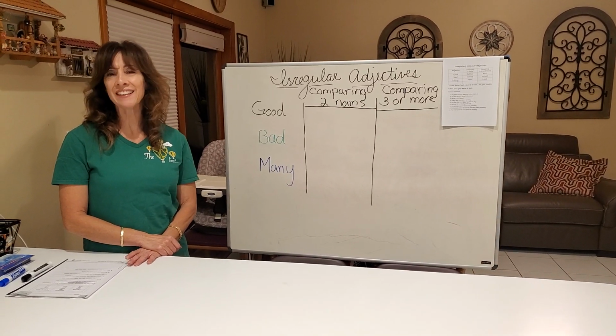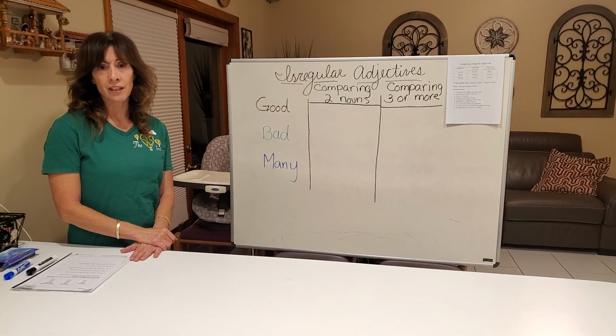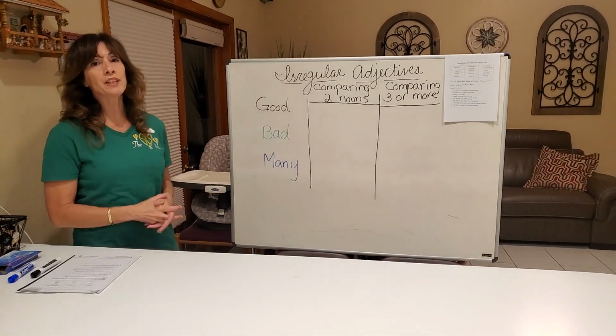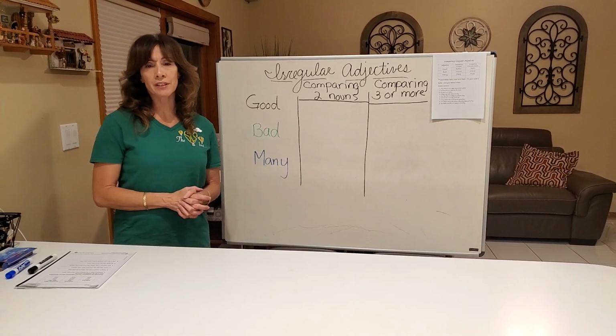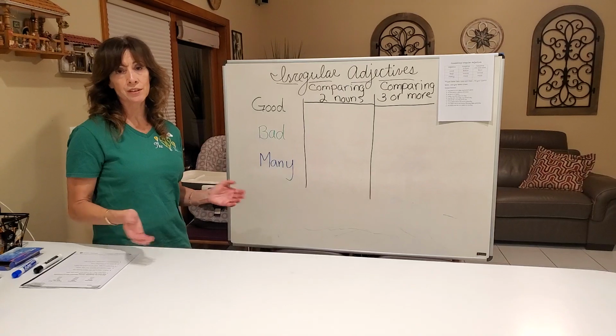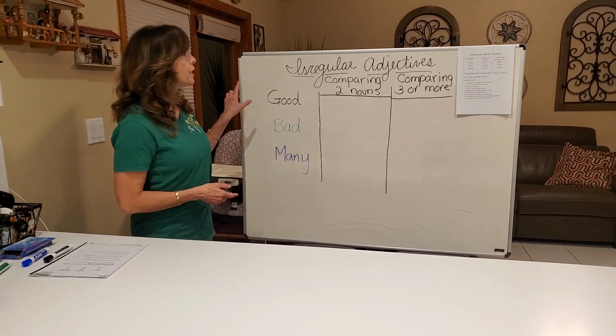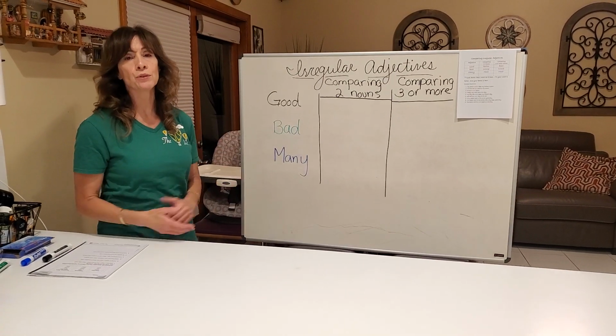Happy Tuesday. We've been learning about adjectives throughout this last week, and we've learned that an adjective is what? An adjective is a word that describes a noun. And so we've been learning different types of adjectives, articles, or the special adjectives. But we also have learned that we can compare nouns using adjectives.